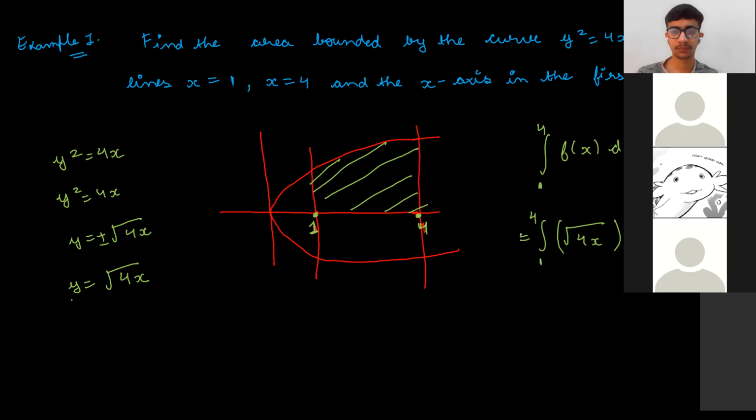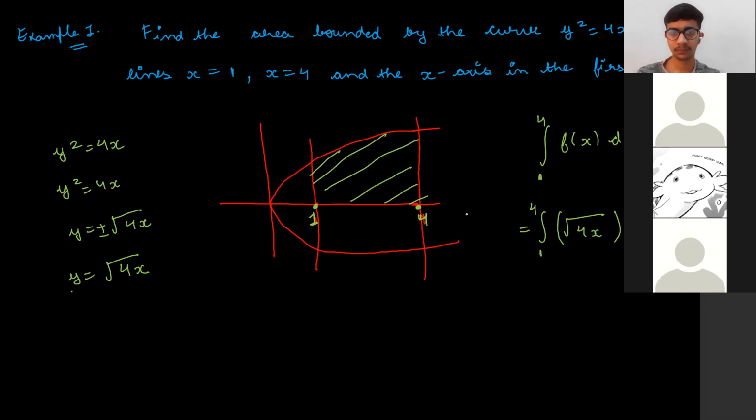One one two by 3. Okay, so इसका integral कैसे calculate करेंगे? I'll take the constant out of the integral. Square root of 4 is actually 2, so 2 comes out of it. So square root of x ka integral becomes x to the power 3 by 2 divided by 3 by 2. So that means 2 by 3.